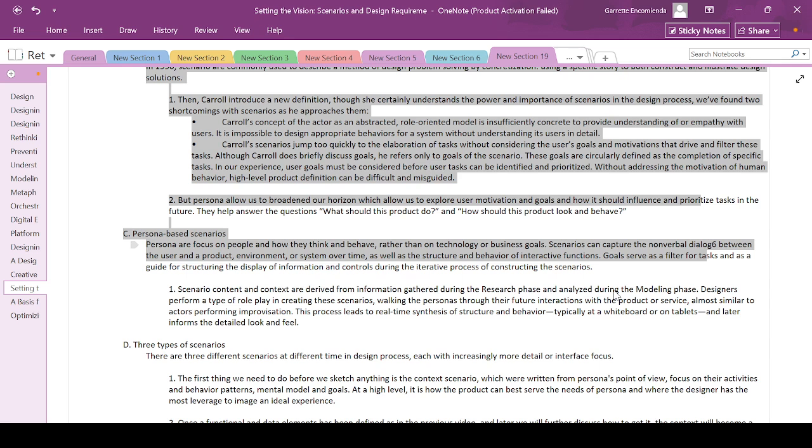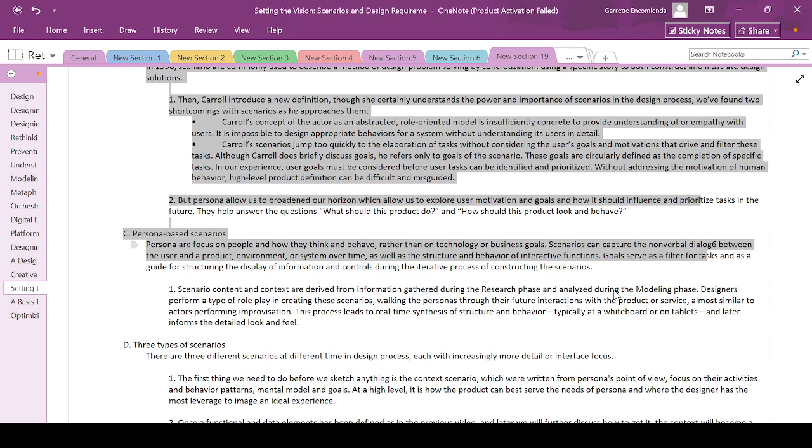In our experience, user goals must be considered before user tasks can be identified and prioritized. Without addressing the motivation of human behavior, high-level product definition can be difficult and misguided.